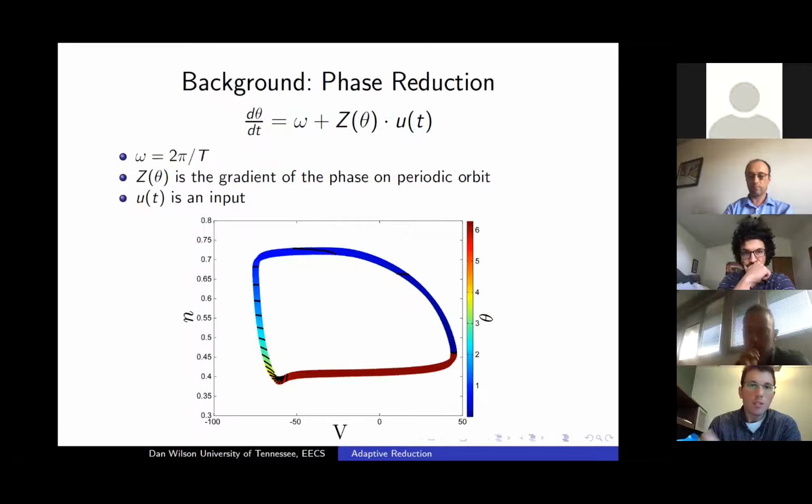Now, using this notion of phase, you can end up with a good reduction in the dimensionality using something called a phase reduction.